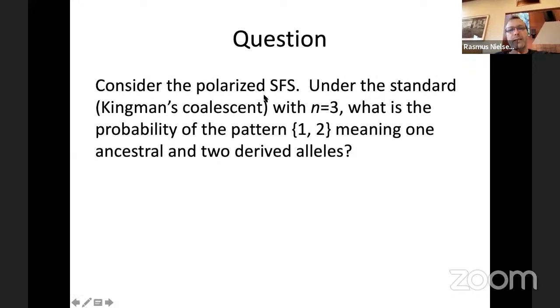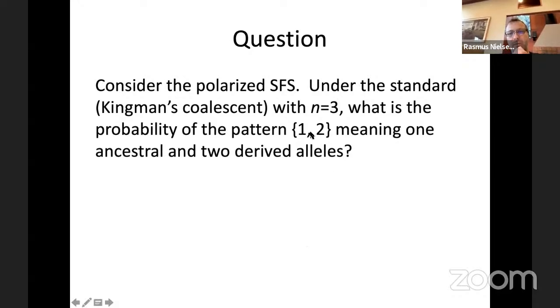So consider the polarized site frequency spectrum. Under the standard, that is Kingman's coalescent with n equal 3, what is the probability of the pattern 1, 2? Meaning 1 ancestral and 2 derived allele. All right, so that's the question for you.